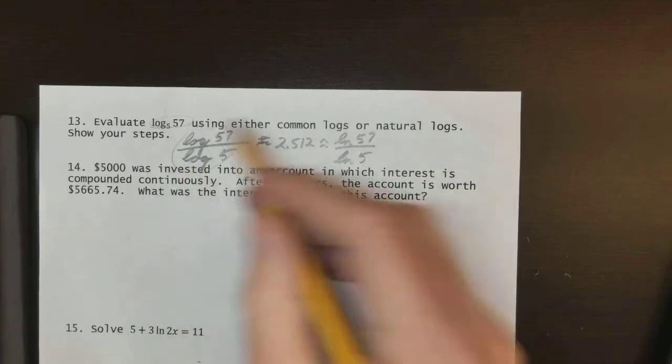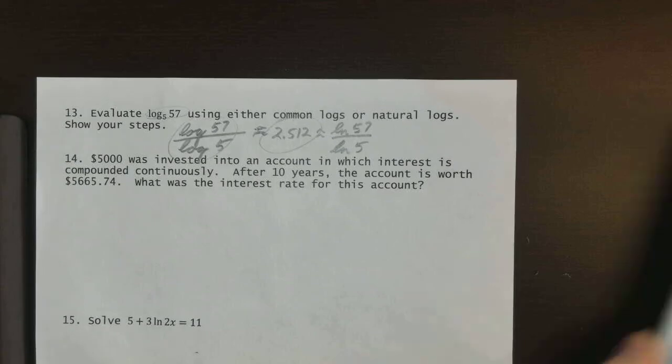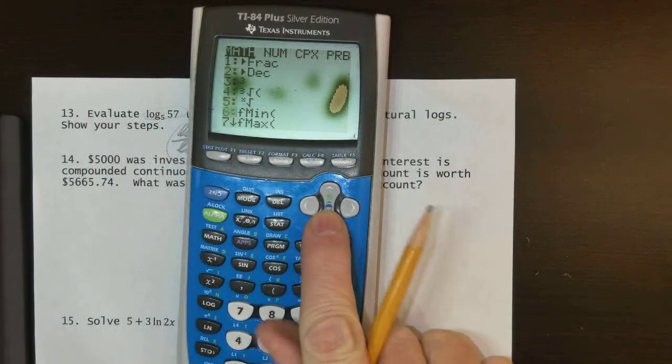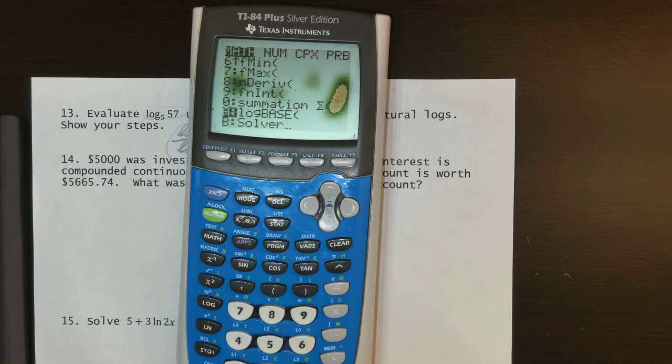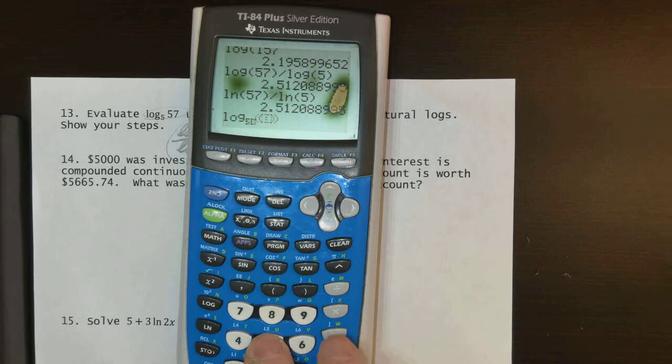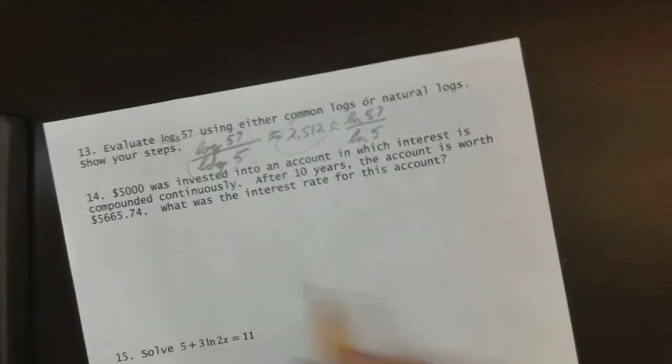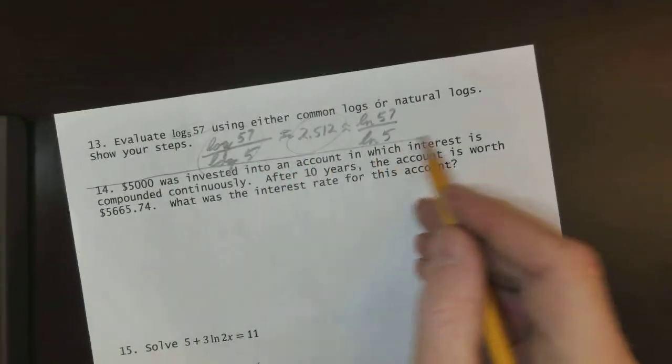Okay, so showing us how, and your answer is important. And I know that a lot of you have the log base 5 here and 57 here, and this is what you're used to doing. And you get the same thing because the change of base formula works. All right.